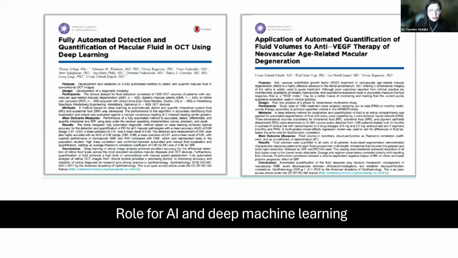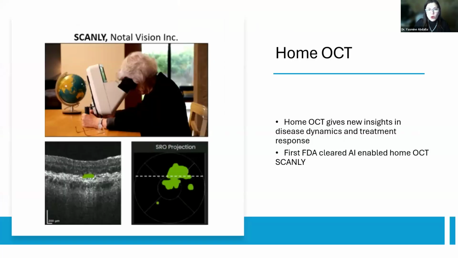Once again, some novel things. So AI and machine learning. There are lots of publications about AI and machine learning. It's all the rage nowadays. Home OCT, as I've mentioned before, has been cleared by the FDA and it's AI enabled. It's called Scanly, I believe. And it can provide lots of data about the disease dynamic as the patients are doing this every day in their home.